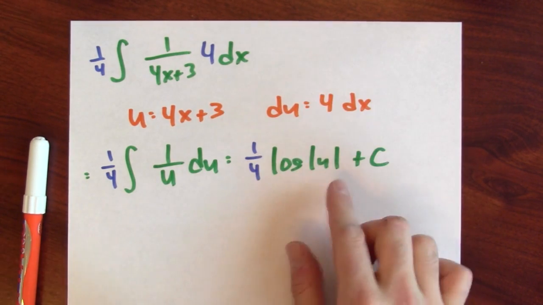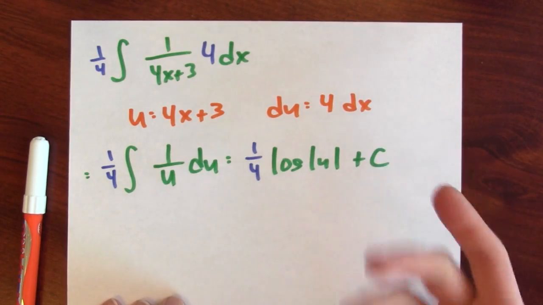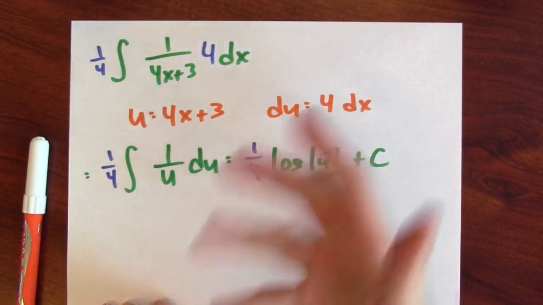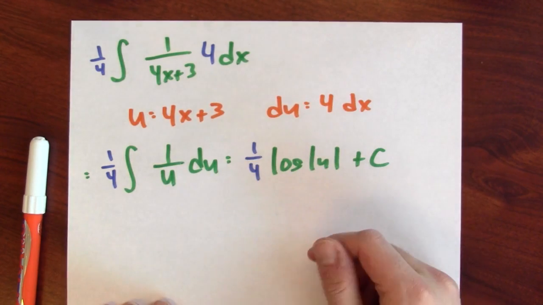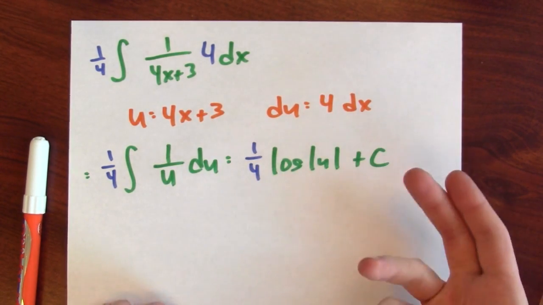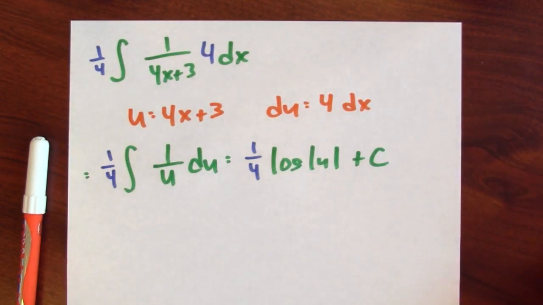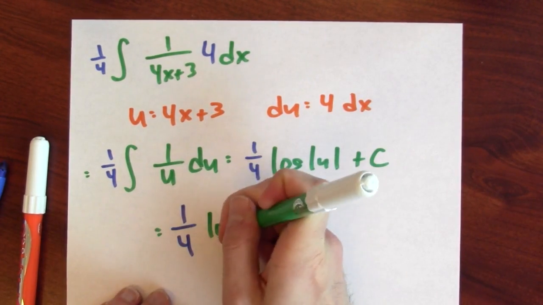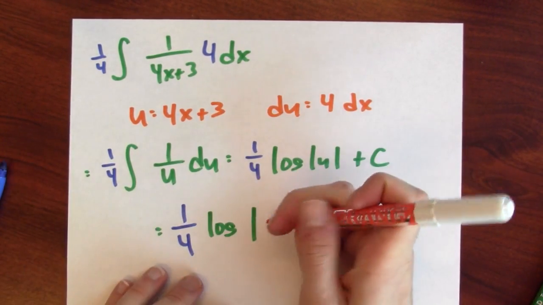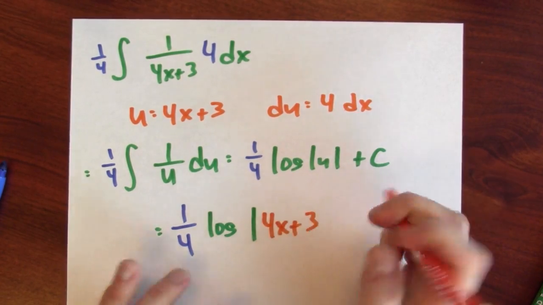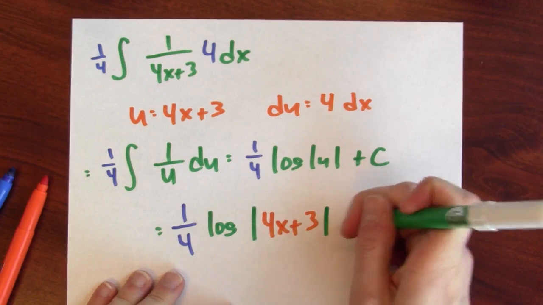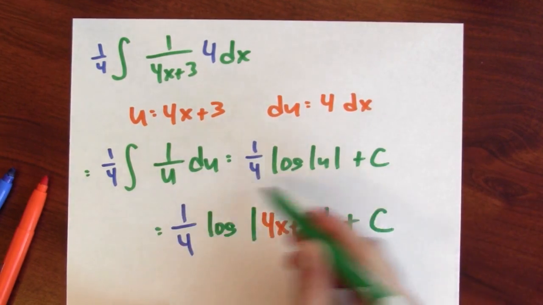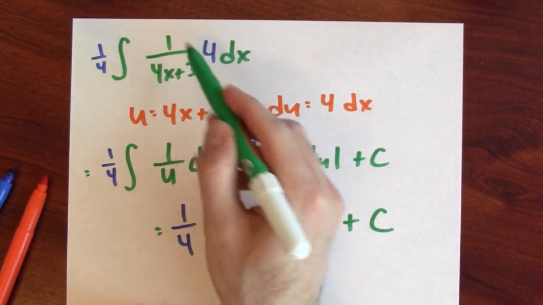But I don't want to write down my answer in terms of u. I'd like my answer to be in terms of x, right? I'm asking for an antiderivative of 1 over 4x plus 3, not something in terms of u. So I'll just replace u with what it's equal to. So altogether, I've got 1/4 log of the absolute value of 4x plus 3 plus c. So there's my antiderivative of this fraction.